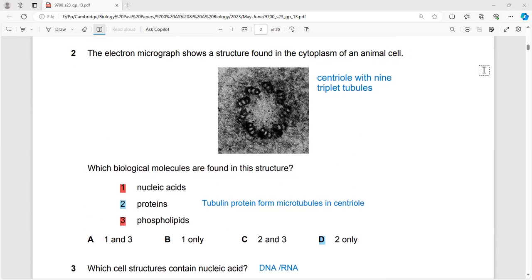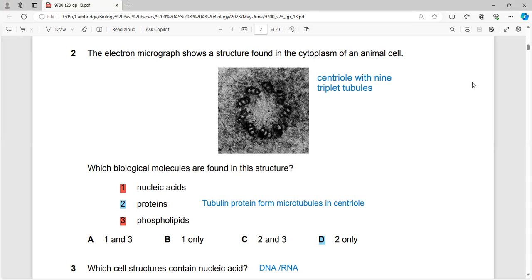Question number two: the electron micrograph shows a structure found in the cytoplasm of an animal cell. We can clearly see the triplet tubules there. There are 9 triplet tubules arranged in a specific manner, and that makes a centriole. This centriole makes the basal body of flagellum and cilia.